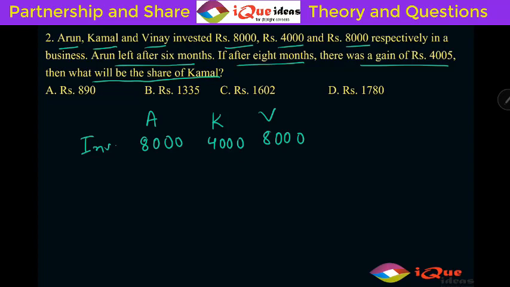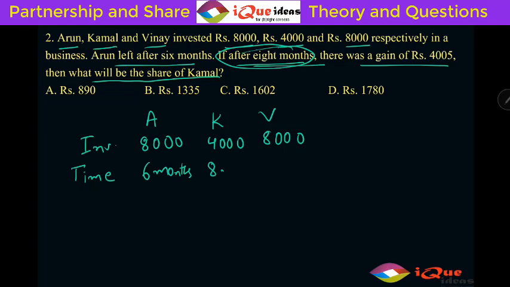Arun left after 6 months and the entire duration in consideration here is 8 months only. Alright. So that means the time duration for Arun will be only 6 months, because he left after 6 months. Now, for Kamal and Vinay, nothing is mentioned. So we'll assume that they have stayed till the end of that entire 8 months period.